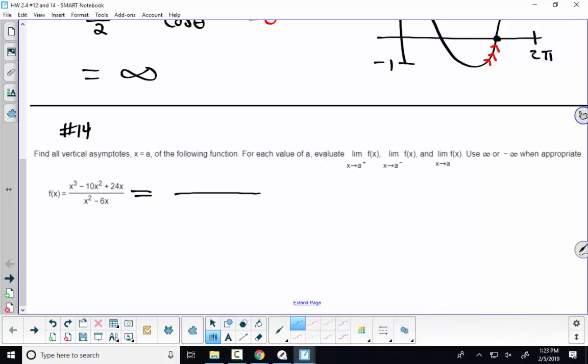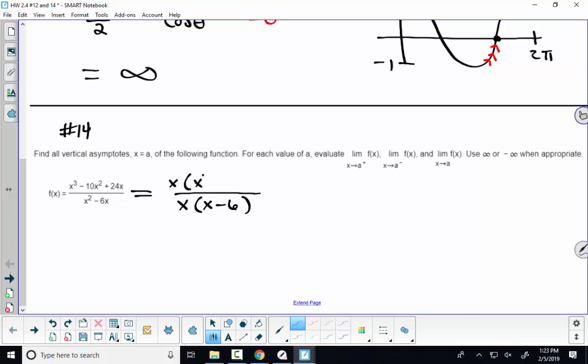All right. So factor the numerator, factor the denominator, see if there are any factors that cancel. Those are going to be our holes. The factors in the denominator that remain will be where the vertical asymptotes are. So what do we have on the bottom? Take out an x. We have x minus 6. What about the numerator? Greatest common factor is an x.